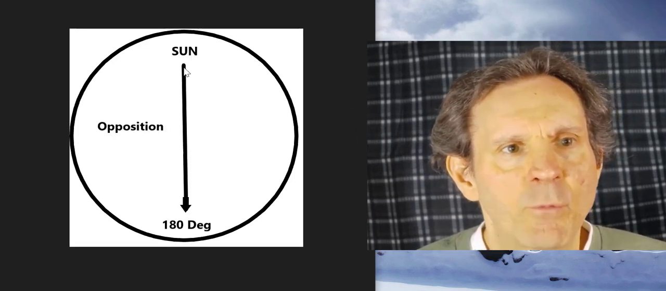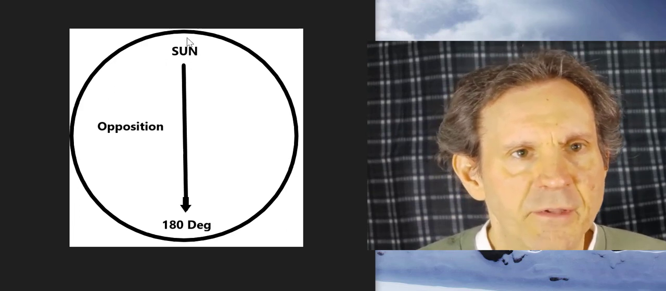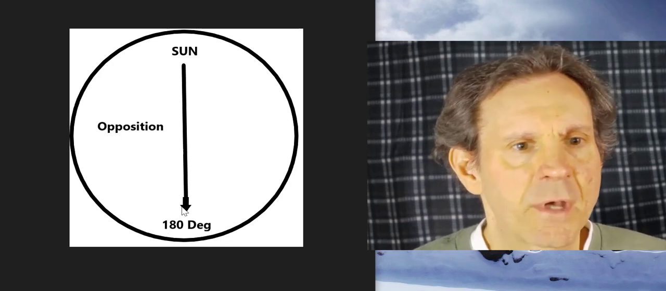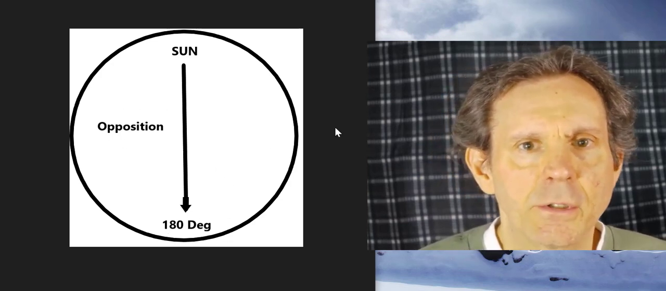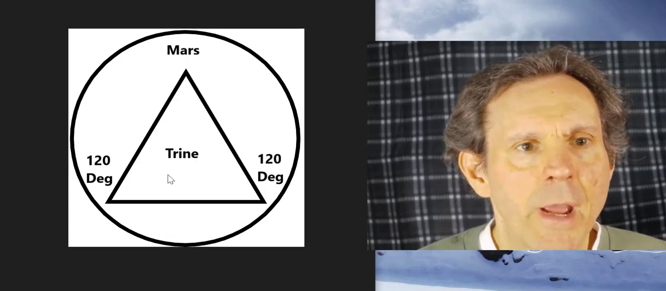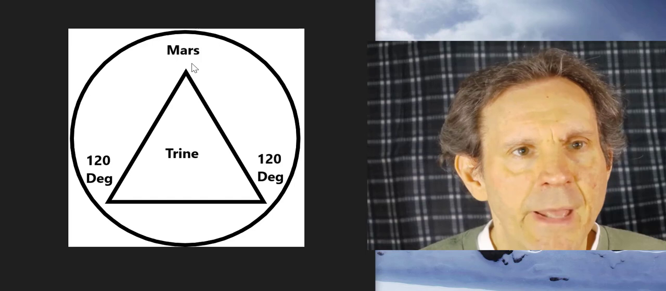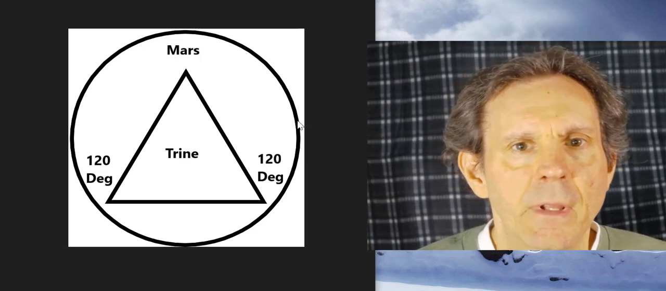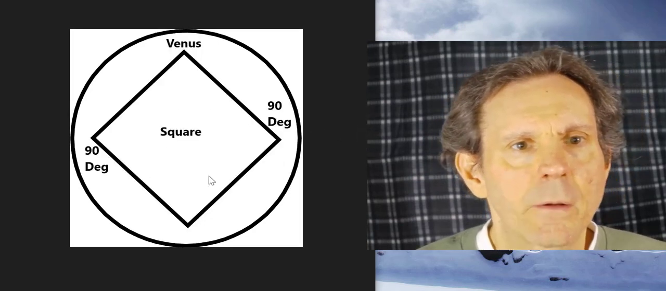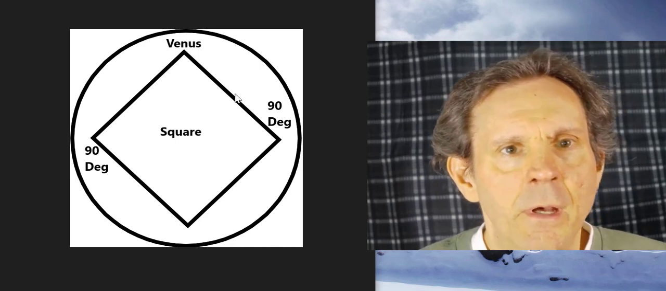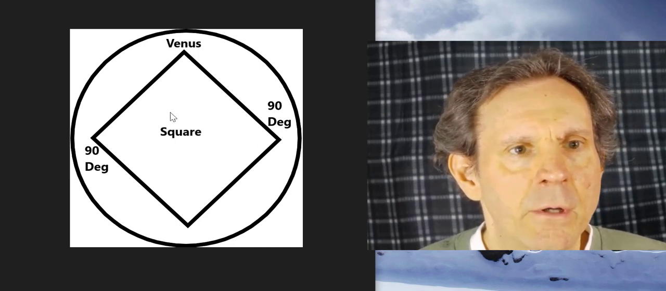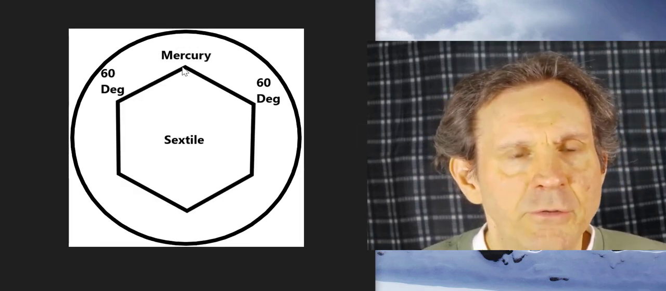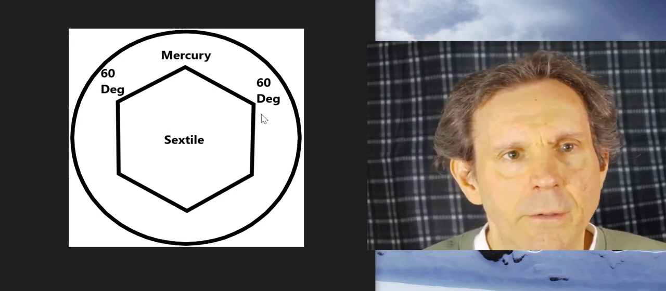Next, we have what is called the opposition. In this case, the sun is opposing another planet that's 180 degrees away. And we just saw an example of that. That's the opposition. Next, we have a trine. The trine is when a planet, in this case Mars, is 120 degrees away from another planet. Next, we have the square. In this case, Venus is 90 degrees away from another planet. We call that a square. And lastly, we have the sextile. And that's when two planets are 60 degrees away from one another.